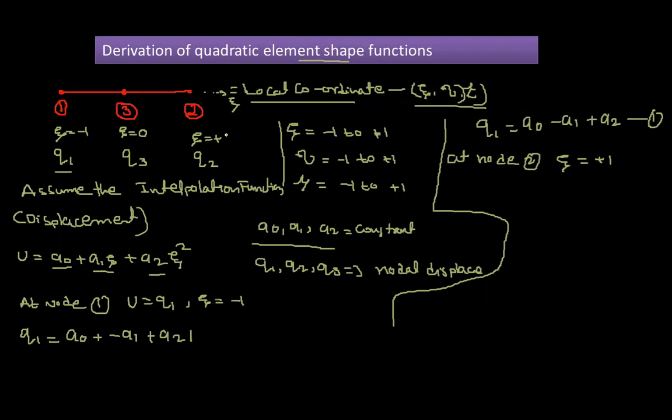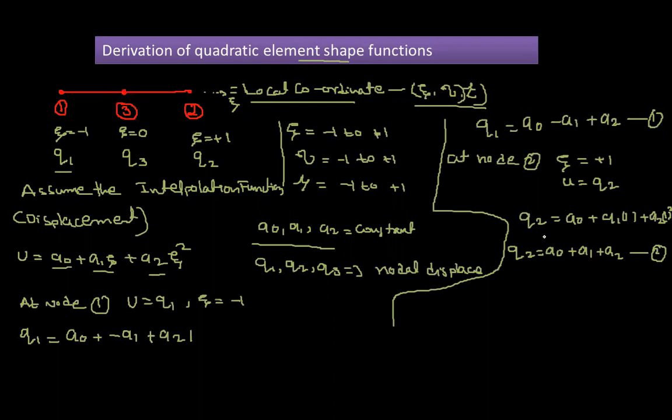Okay, zeta becomes equal to plus 1, and u would be equal to q2. So if you write this at node point 2, u becomes q2 equals a naught plus a1 into zeta, where zeta is 1, plus a2 into zeta square, and 1 square is equal to 1 only. So it is possible to write q2 equals a0 plus a1 plus a2. Let us call this the second equation.